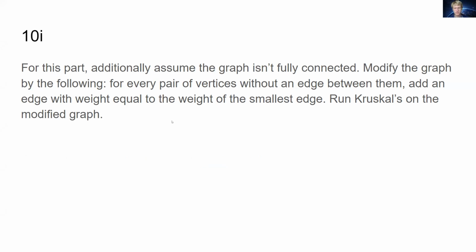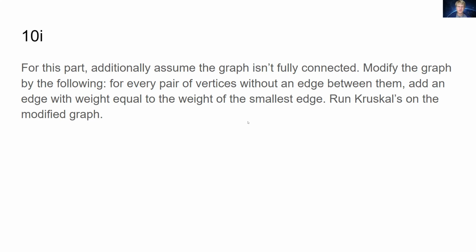So yeah. Now we move on to the last part of this question, part I. For this part, again, we assume that the graph is not fully connected, and we modify it by going through every pair of vertices without an edge between them, and we add an edge with weight equal to the weight of the smallest edge, and then we run Kruskal's on the modified graph. Clearly we can think of examples in which this is going to produce an invalid MST, because Kruskal's will want to prioritize those smaller edges, so it's going to want to use those in general. And you can come up with an example of that. So the question is, can we sometimes still get a valid MST out of this?